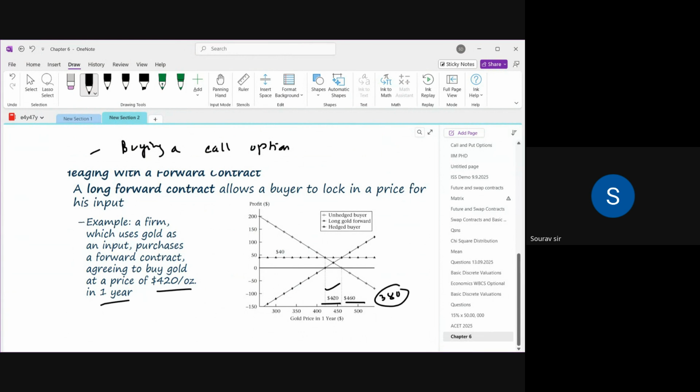Long gold forward profit rises, the dashed line, if you see, linearly with the price. And the hedged buyer, the solid line, profit is flat at 40. Only the explanation we have to understand.